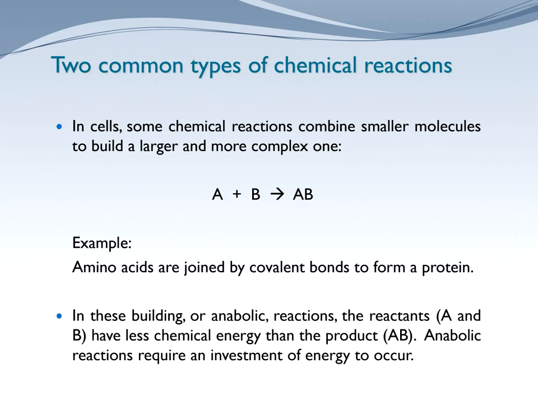One type of reaction combines smaller molecules to build or form a larger and more complex one. For example, small molecules called amino acids are joined together by covalent bonds to form a larger molecule called a protein. These types of building chemical reactions are called anabolic reactions. Cells usually have to invest a certain amount of energy to get an anabolic reaction to occur.